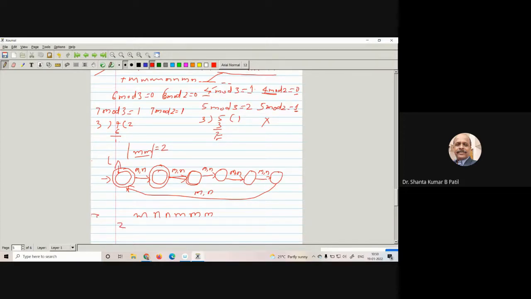See, you can take 20 mod 3. 20 mod 3 is equal to what? The answer is 2. And 20 mod 2 is equal to 0. Therefore, 2 is not equal to 0, so the condition is false. Hence, 20 should not be accepted. It is not accepting.